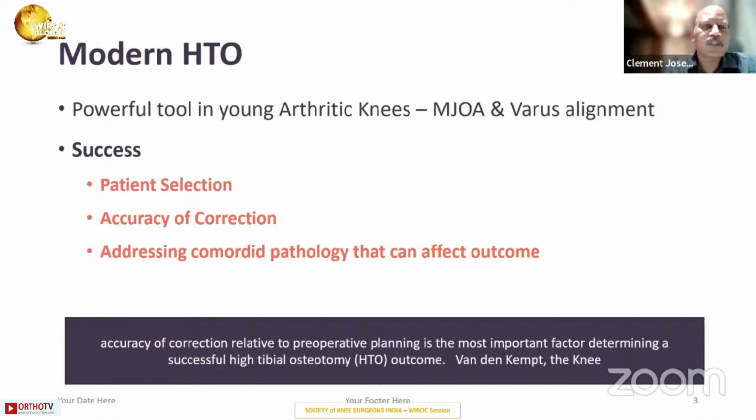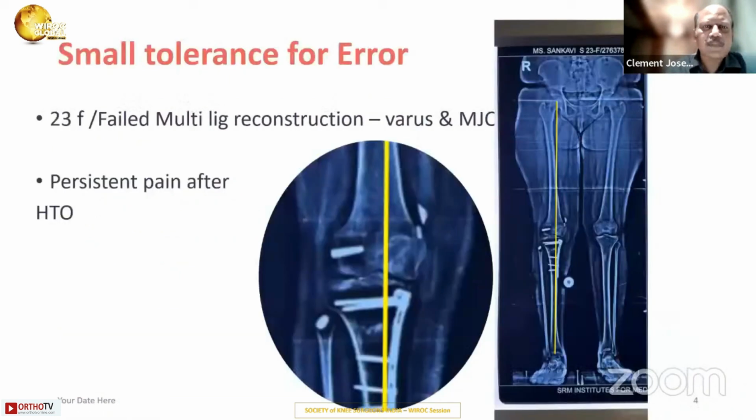The success of osteotomy depends on patient selection, the accuracy of correction, and always addressing any comorbid pathology that can affect the outcomes. It's very important to know from this paper that in many studies, they found it difficult to achieve an accuracy of correction at the desired level. That indicates that we still have a long way to improve in our execution of high tibial osteotomy.